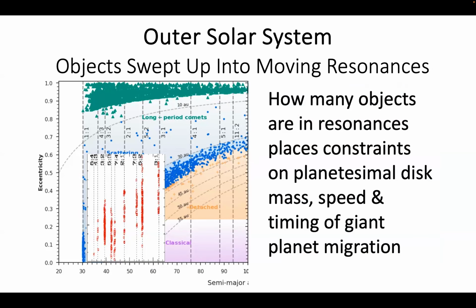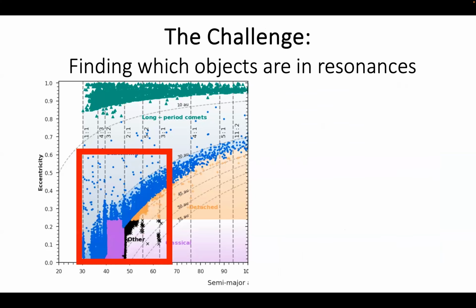And so today we can look at the number of objects that are currently in these resonances, and we can use these objects to help put some constraints on how this process occurred. For instance, constraints on the mass of the disk of the planetesimals, or the speed and the timing at which the giant planet migration occurred. And so these are helpful, important things for us being able to constrain these models.